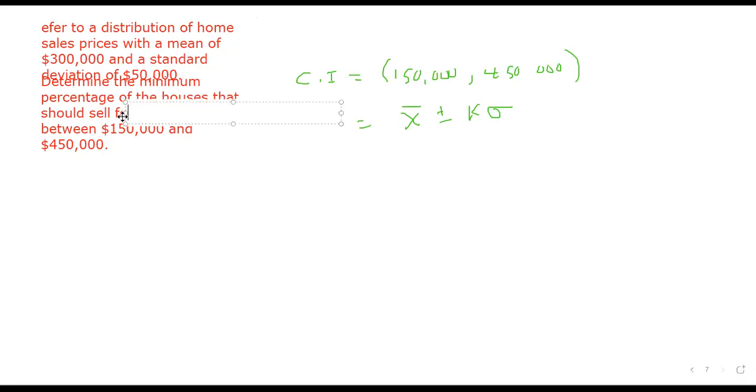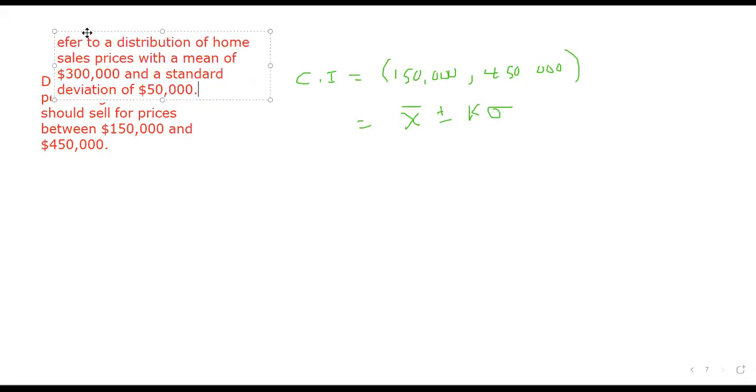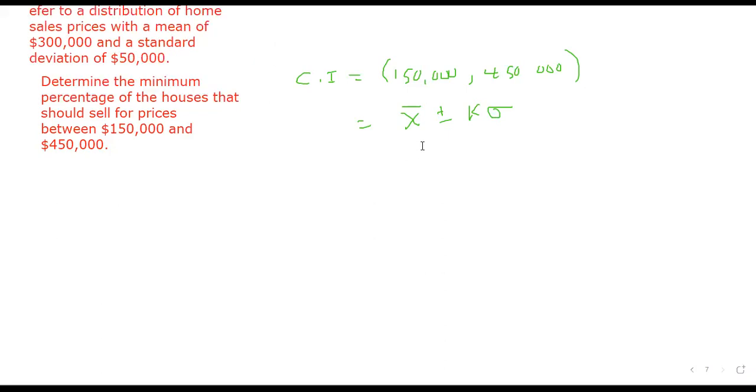I'm going to be very clear with you. Which one is the lower bound here and which one is the upper bound? The lower bound is 150. The upper bound is 450. We're going to categorize them. The lower bound goes with the negative: the mean minus K standard deviations should be equal to 150. The upper bound goes with the positive: the mean plus K standard deviations should be equal to 450. You can choose either of them to give you the same answer.